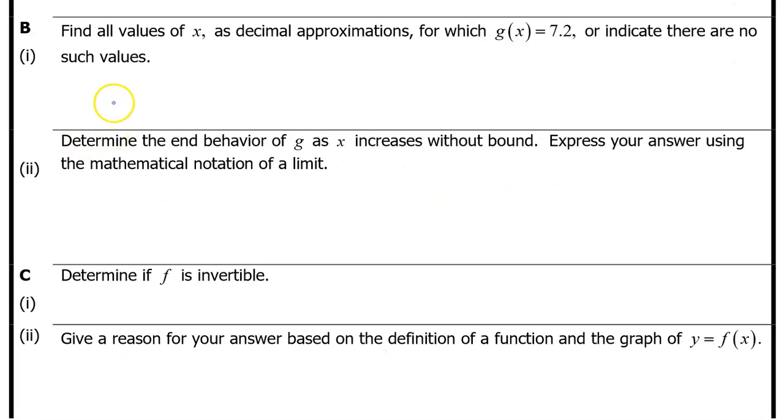B part 1. Find all values of x as decimal approximations for which g of x is equal to 7.2, or indicate that there are no such values. Remember, we have entered g of x as y1 on the graphing calculator. We can find where g of x is equal to 7.2 by graphing y equals 7.2 on the calculator and finding the intersection point.